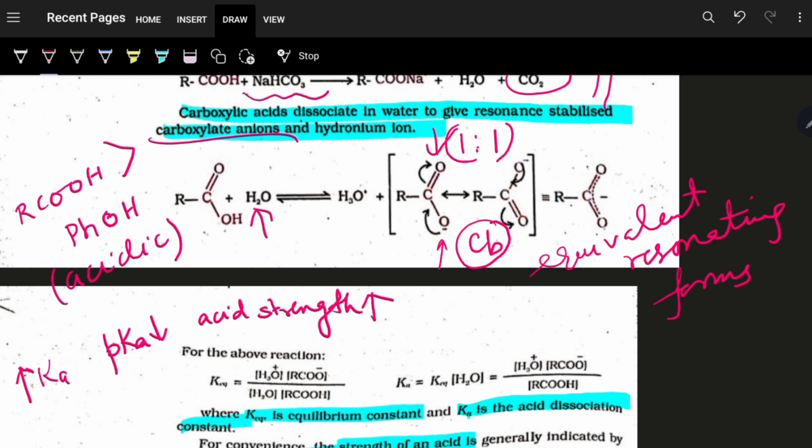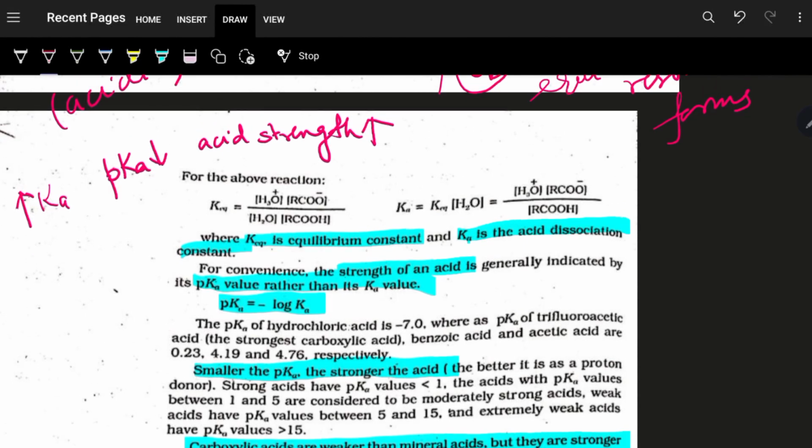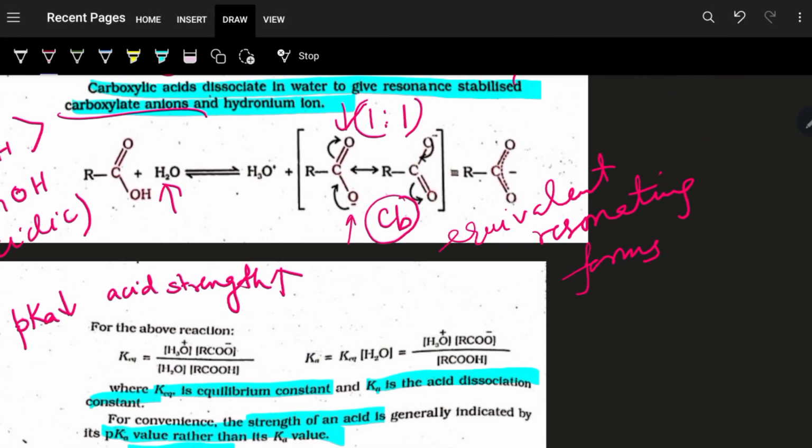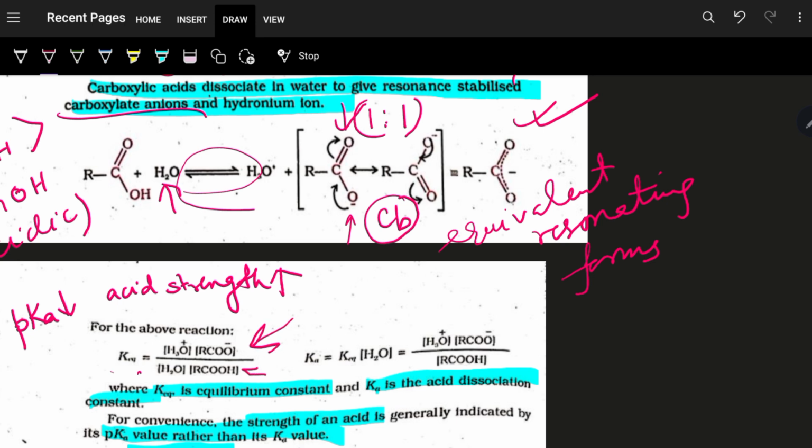But when I talk about carboxylic acid, let us see one more thing. When I am talking about this reaction with water, at equilibrium, the equilibrium constant K is the product of the molar concentrations of the products divided by the product of the molar concentrations of the reactants, and after some time we will see that the molar concentration of H2O remains almost constant.